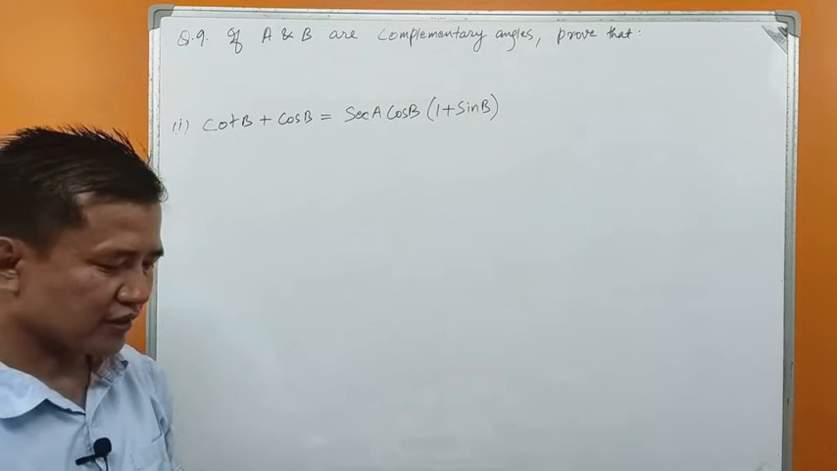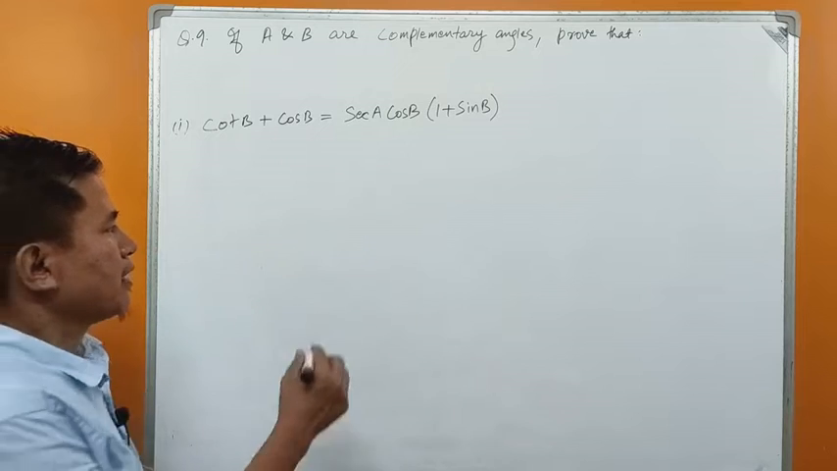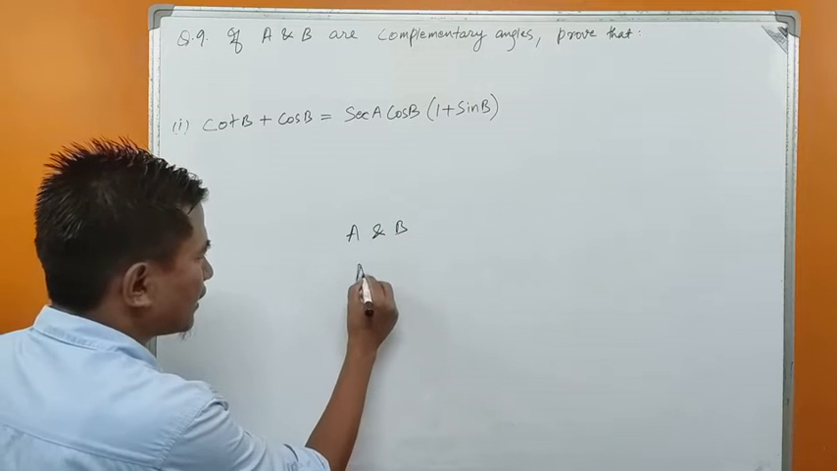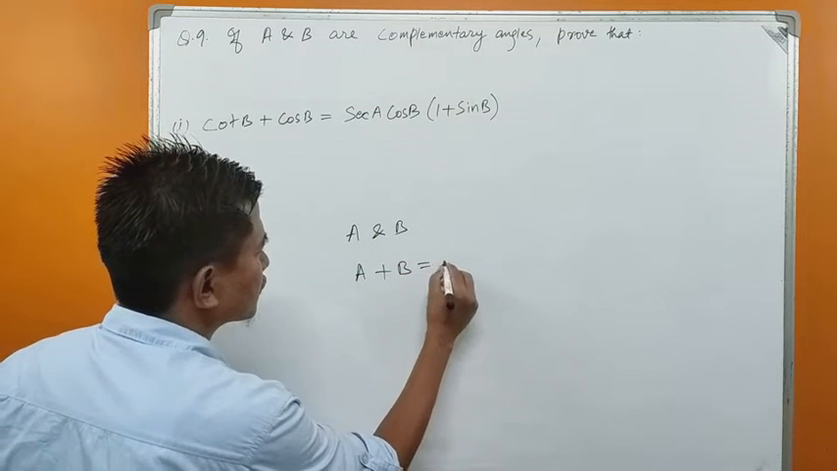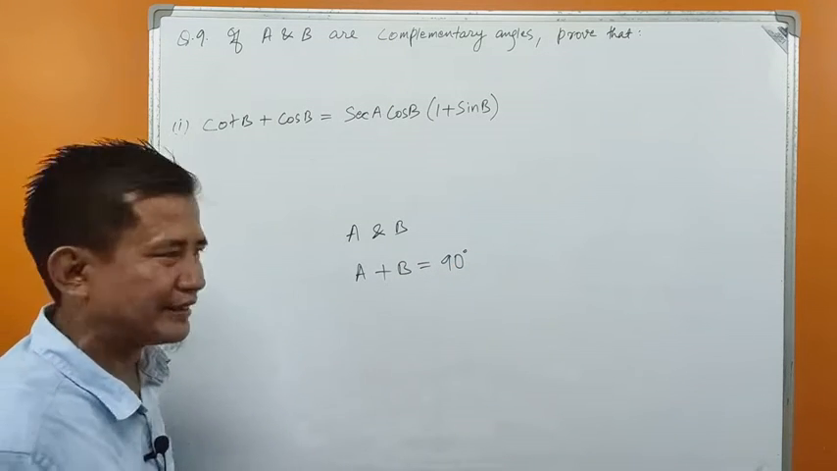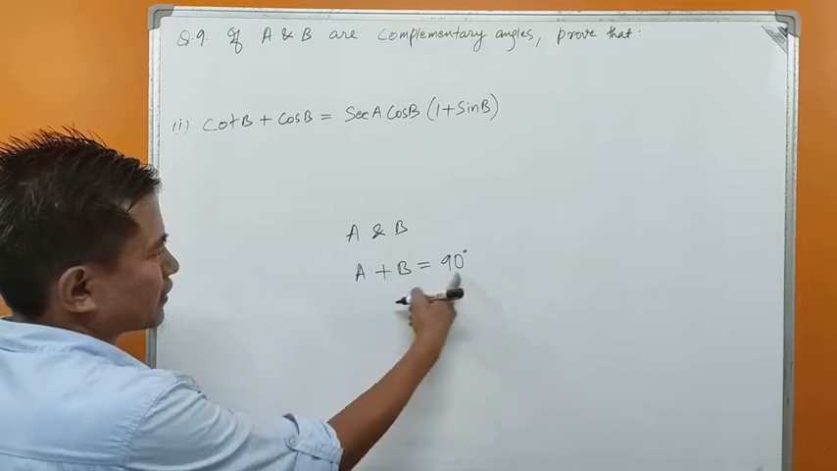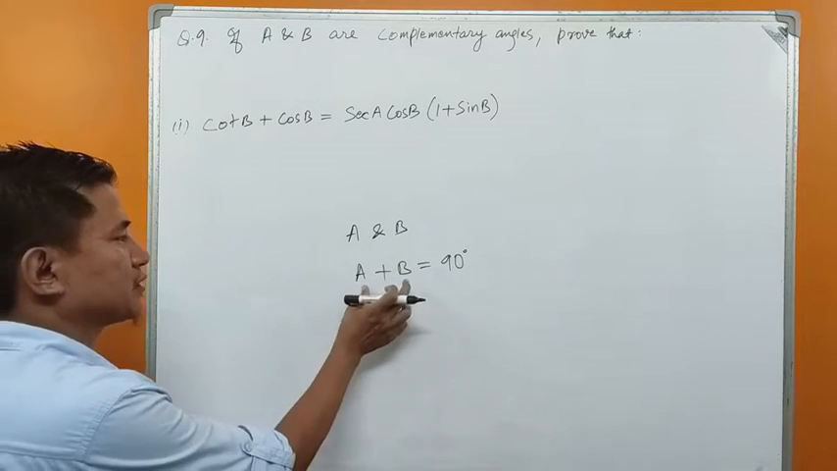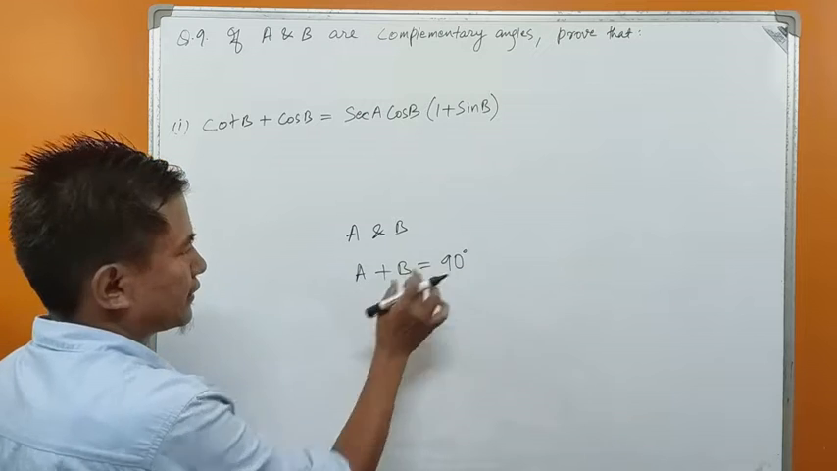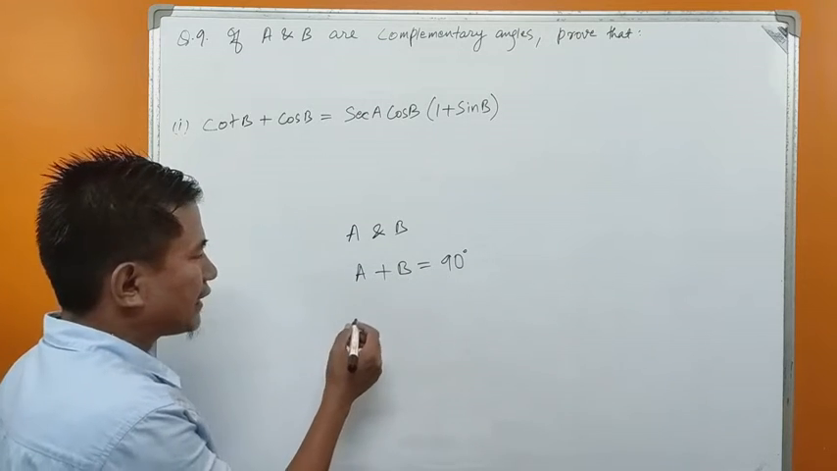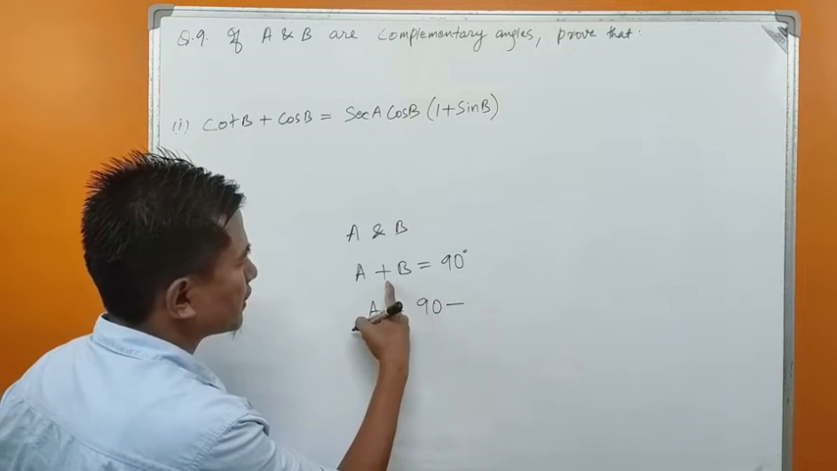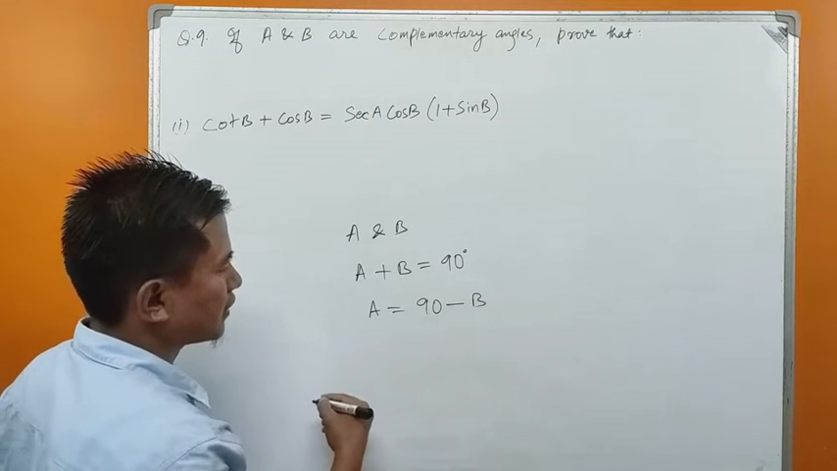Okay, first let us understand what complementary angles mean. Suppose a and b are complementary angles. This means angle a plus angle b should give us 90 degree. Sum of these two complementary angles should be equal to 90 degree. Okay, so from this equation a plus b equals 90 degree, because angle a and angle b are complementary angles, their sum should give us 90 degree. So from this equation, if I need angle a, I can write a equals 90 minus b. This plus b goes to the right hand side and becomes minus b.